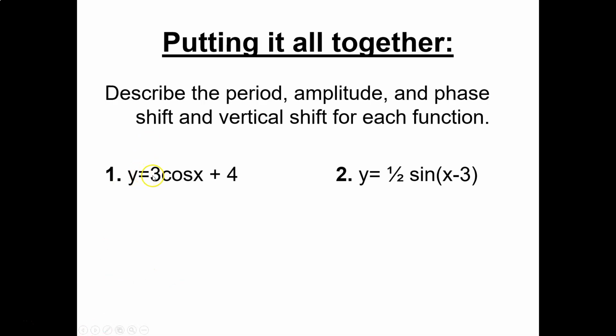All right, so let's look at a few problems here. So I've got y equals 3 cosine x plus 4. They asked me for period, amplitude, phase shift, and vertical shift. Actually, I'm going to change that. Let's not call it vertical shift. Let's say midline.